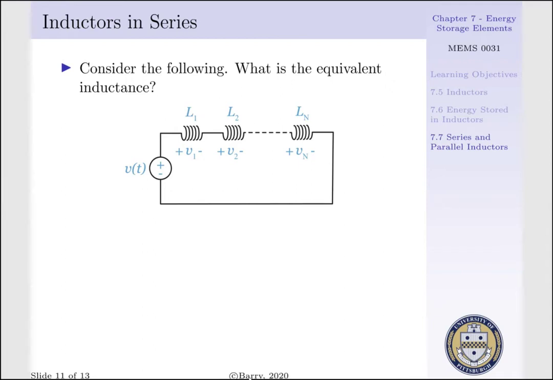Now what happens when we have inductors in series? Consider the following scenario, where we have a voltage source V sub t that is providing a potential across inductors in series, where we have inductor L1 with a voltage potential V1, inductor L2 with a voltage potential V2, all the way up to inductor Ln with a voltage potential Vn. We recognize that elements in a series configuration carry the same current.